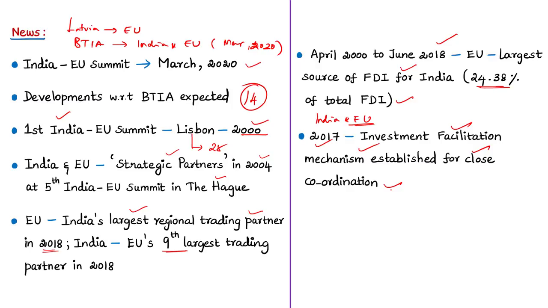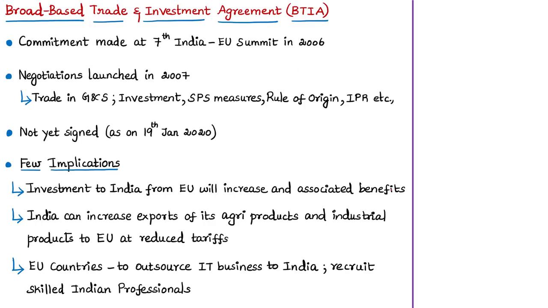Let us see a few information with respect to the broad-based trade and investment agreement. See, a commitment was made by political leaders of India and the European Union at the 7th India-European Summit for having a broad-based trade and investment agreement. The 7th India-European Union Summit was held in Helsinki in 2006. Know that Helsinki is in Finland, and Finland is also a member of the European Union.